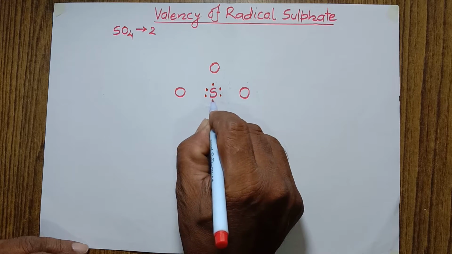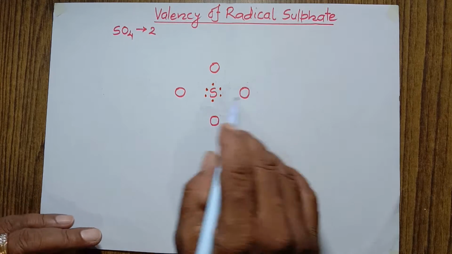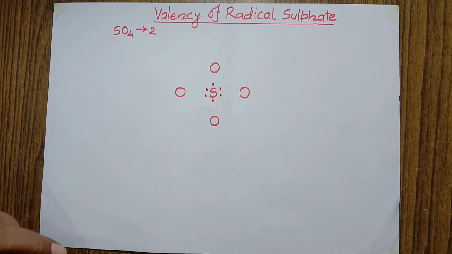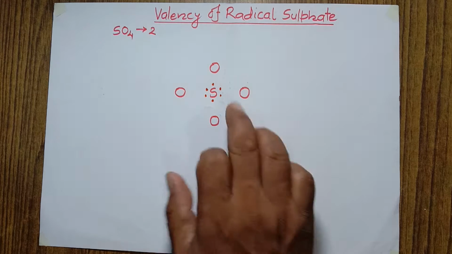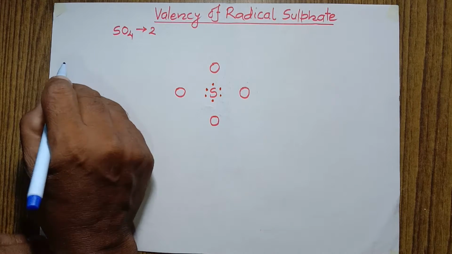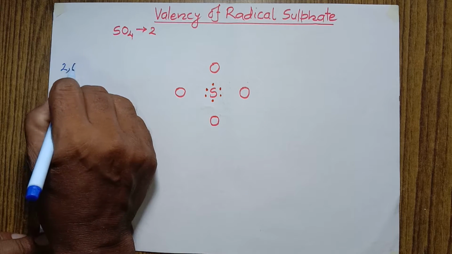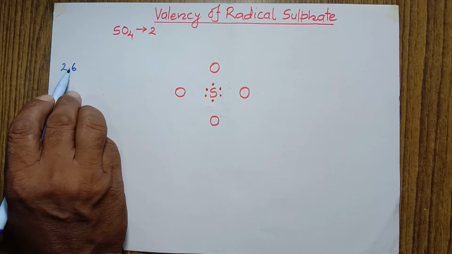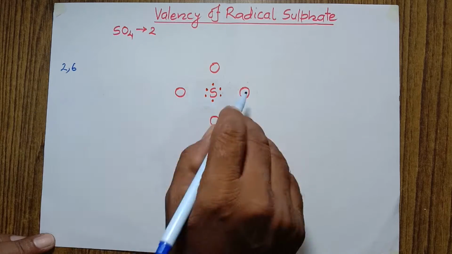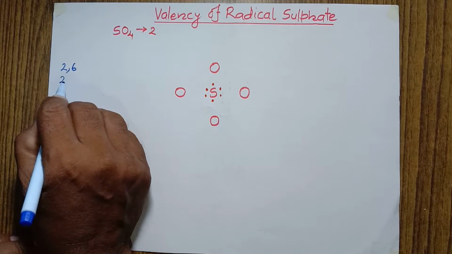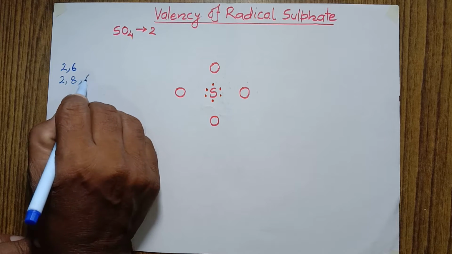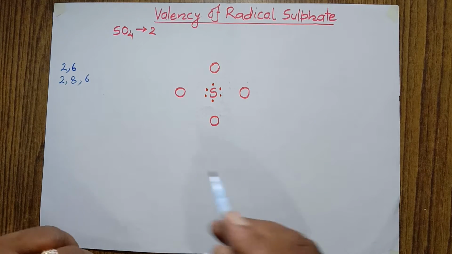There is a certain reason for this. I'll make it clear. Oxygen also has 6 electrons in its outermost shell. Oxygen's electronic configuration is 2, 6: first shell 2, second shell 6, and that's why the outermost shell contains 6. For sulfur it is 2, 8, 6. It also contains 6 electrons in its outermost shell.